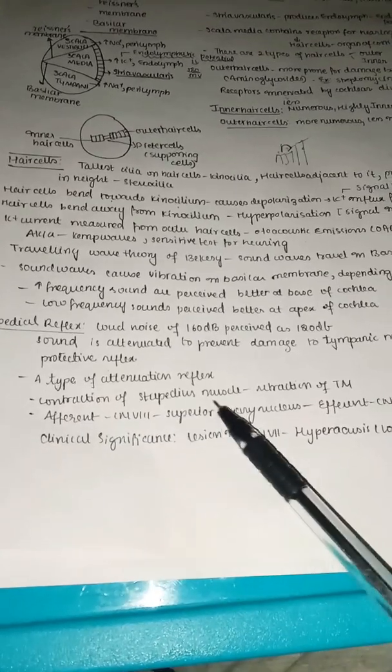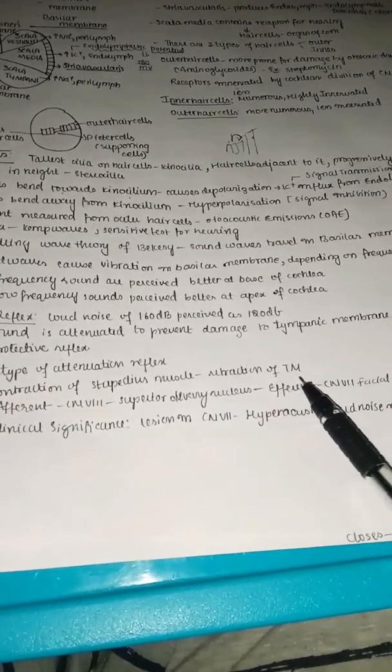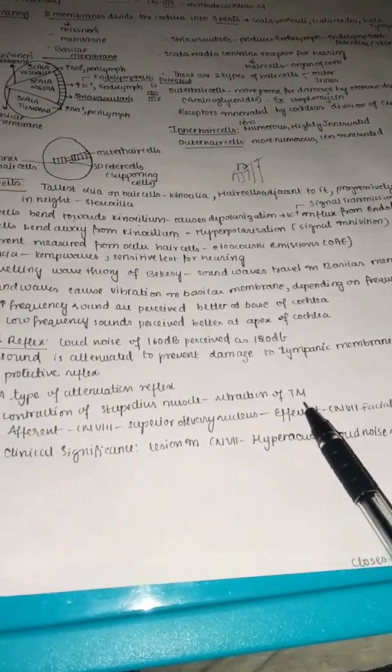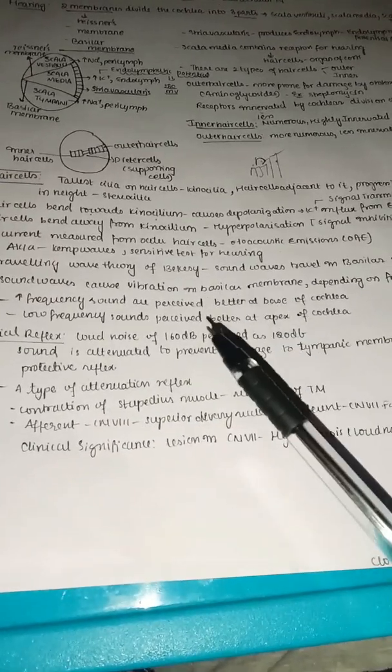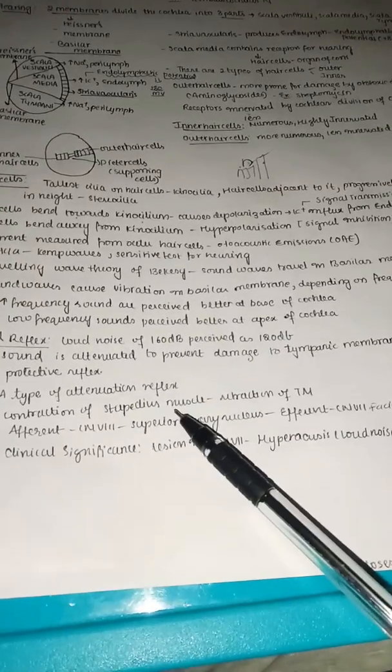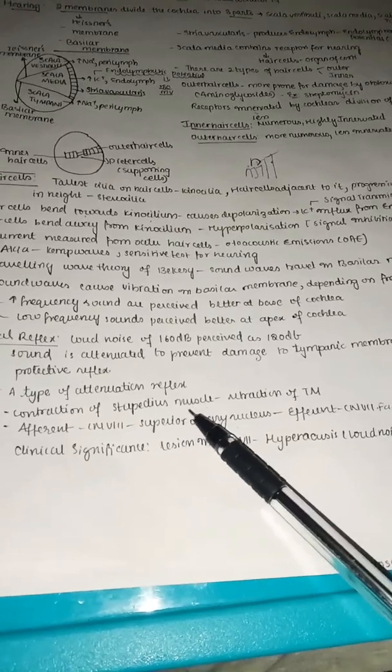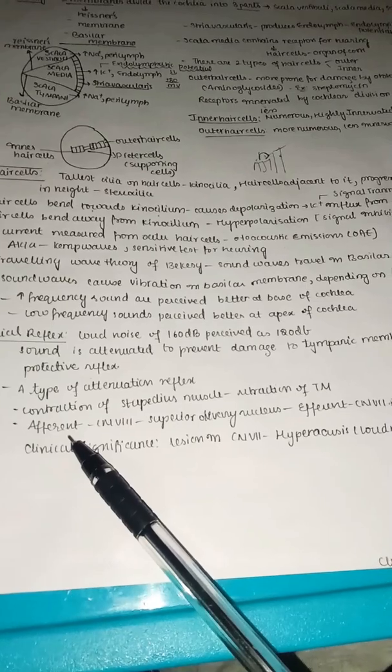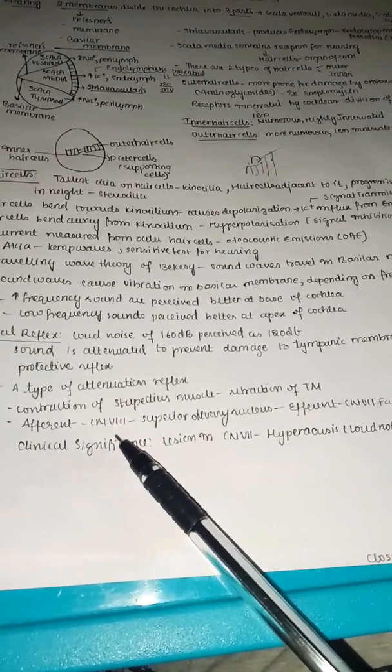So the contraction of the stapedius muscle causes retraction of the tympanic membrane. So actually what happens here is whenever there is a lot of sound, then immediately the stapedius muscle will undergo contraction. So because of this contraction there is retraction of the tympanic membrane. And the efferents, like cranial nerve 8, especially go to the superior olivary nucleus, which is the center.